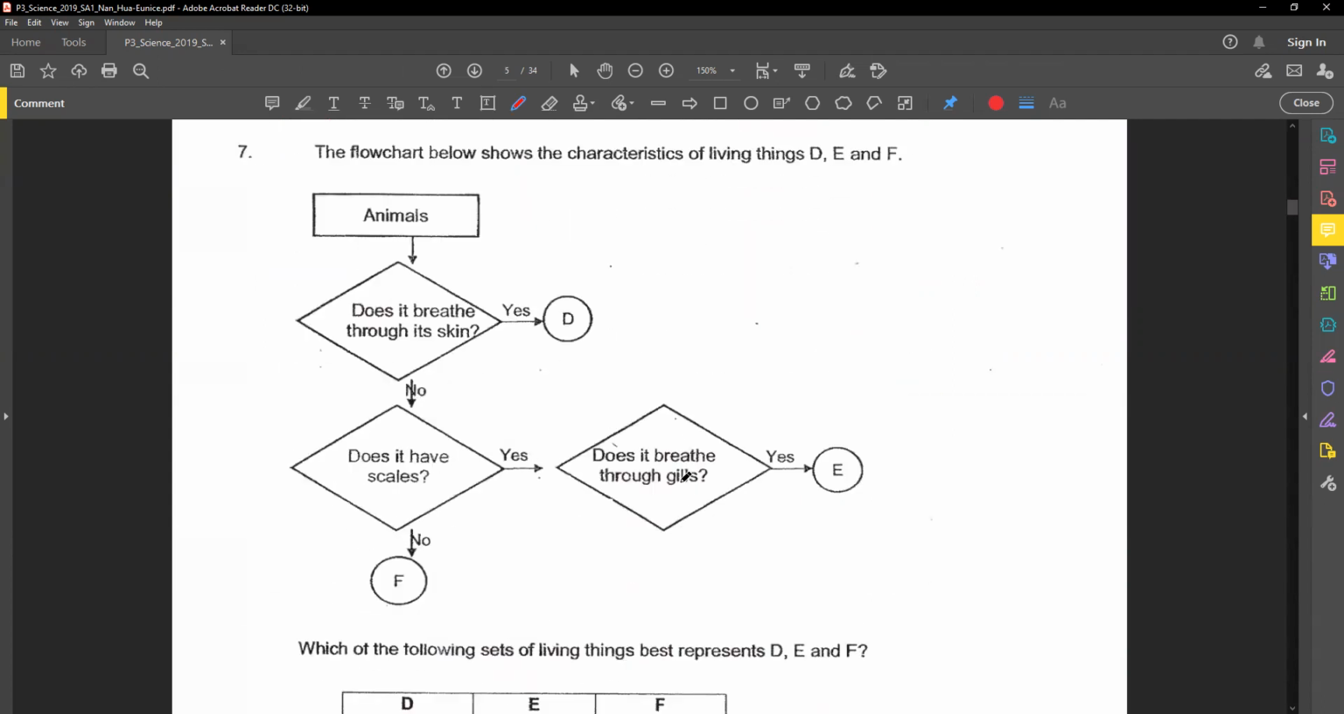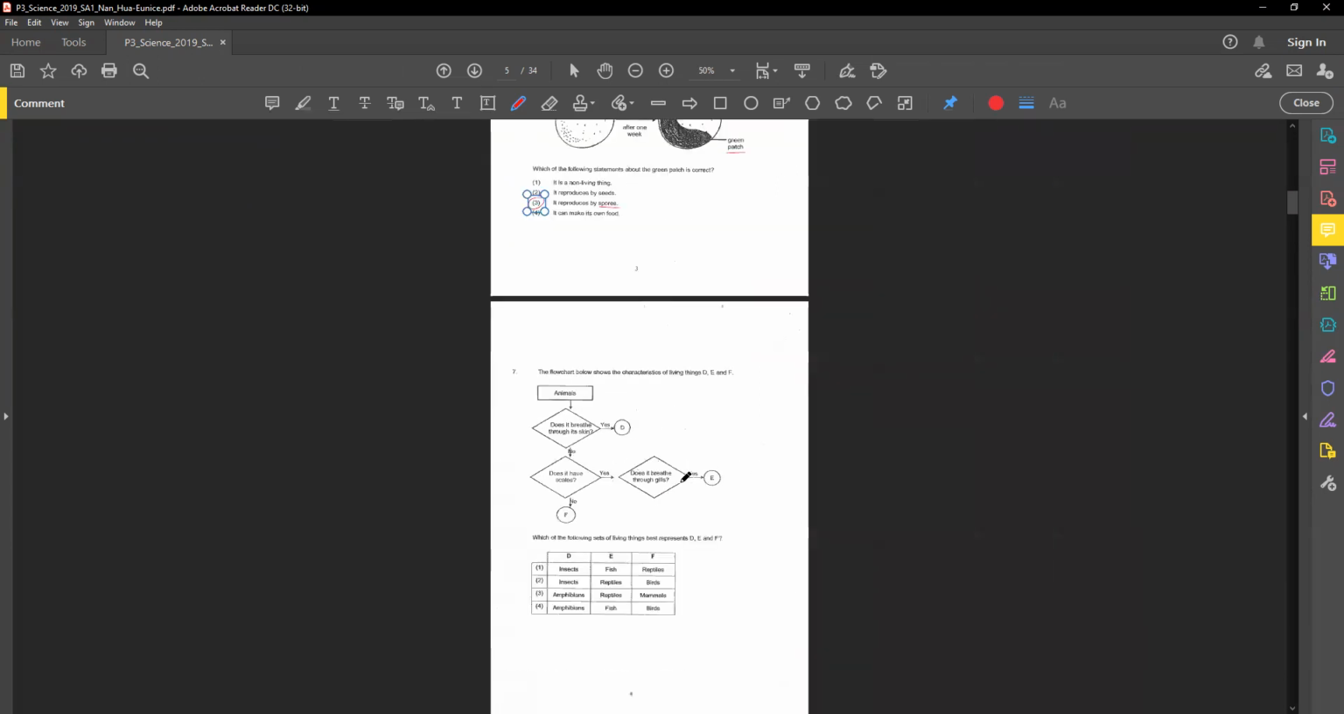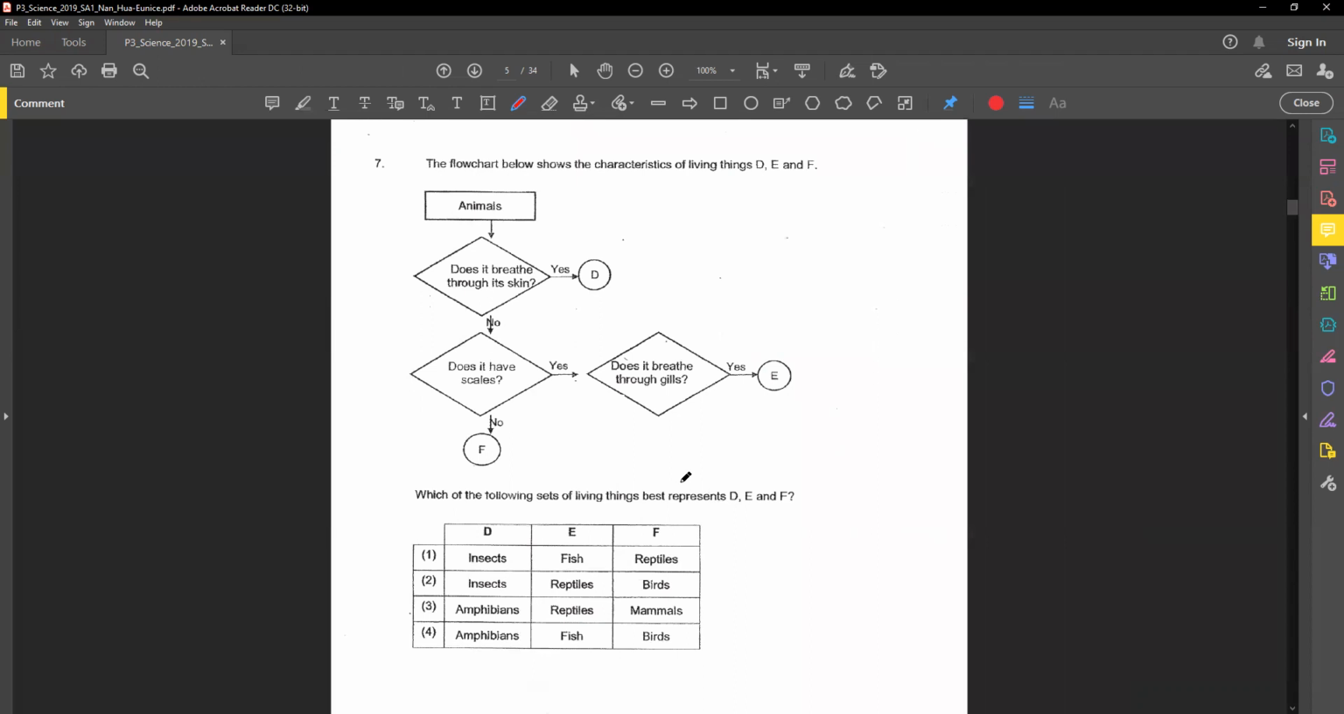Moving on, question 7 tests your knowledge on animal characteristics. According to the flowchart, D breathes through its skin. We know that only amphibians can do that. So through elimination, option 1 and 2 are wrong. Moving down the flowchart, does it have scales? F does not have scales. And we look at mammals and birds. Mammals have hair, birds have feathers. So F is correct. Now we look at E. Does it breathe through gills? Yes. Only fishes have scales and breathe through gills. So the correct answer should be 4.